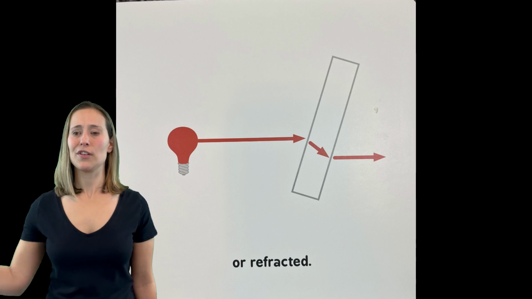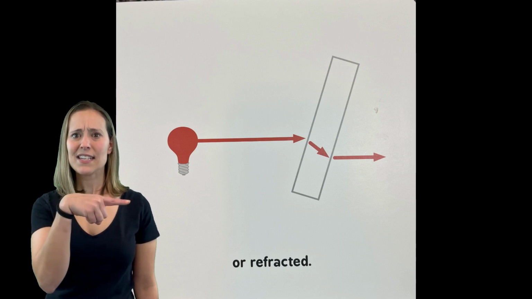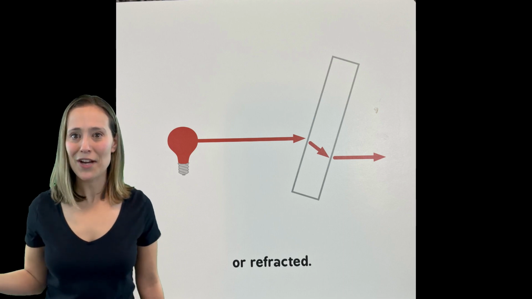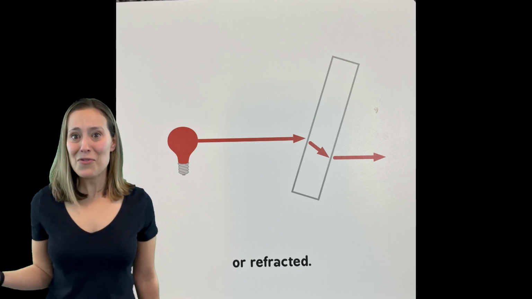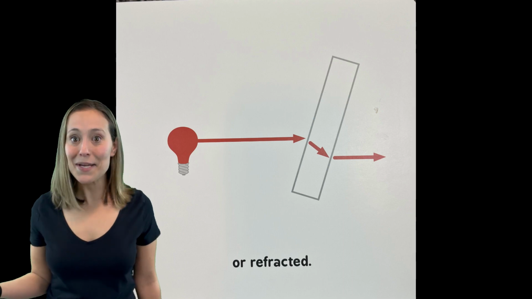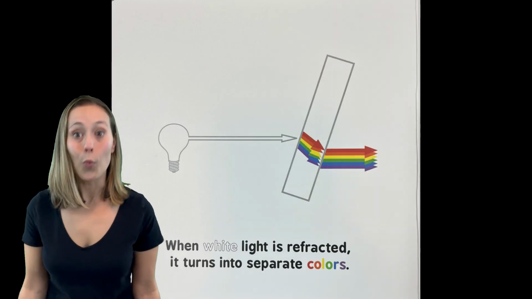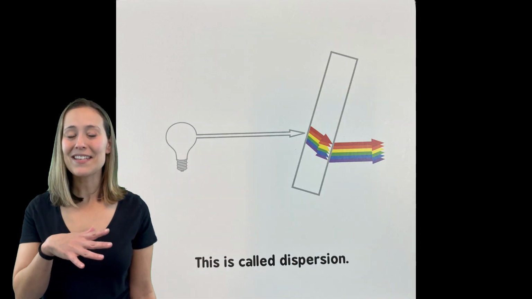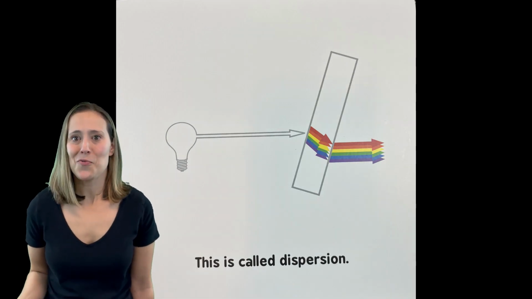Like, look at this picture. The light goes in a straight line until it hits something, and then it bends and goes down. It changes the direction. It bends the light. How cool is that? Did you know that you could be a light bender? When white light is refracted, it turns into separate colors. This is called dispersion.